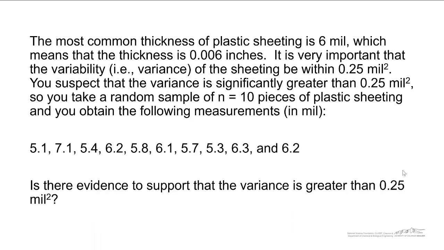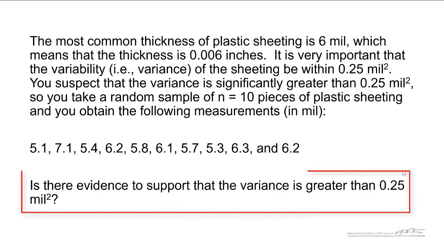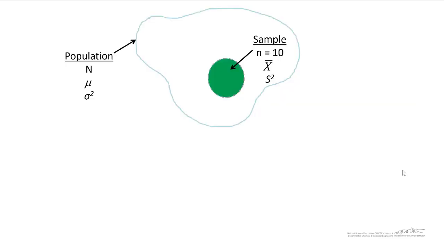What we're trying to do is to determine if there's evidence to support that the variance is greater than 0.25 square mils. In order to perform this test, we're going to base this on the chi-squared distribution.